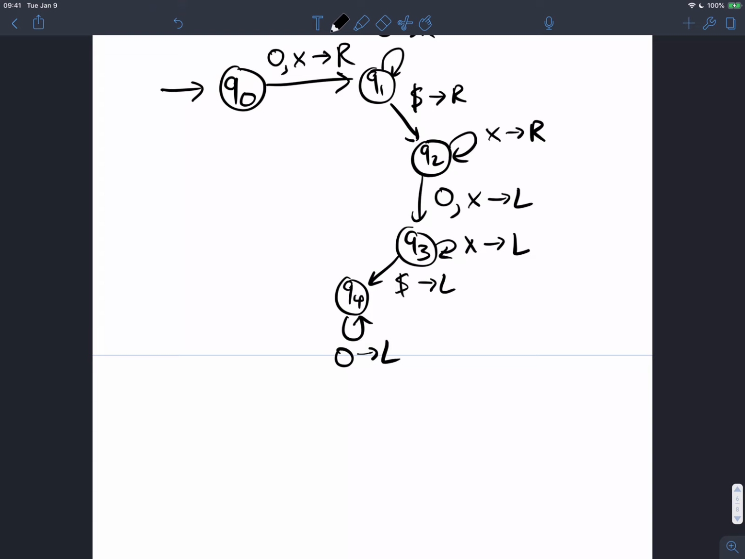But now, once I zoom past all the zeros, what should I see? X. And then what should I do once I see that X? Move right. Oh, where should I go? What state should I go to after I move right? Go back to the Q0 state, because that handles moving right and doing this whole procedure all over again. So Q4 is going to go all the way back to Q0, thankfully. X goes to right.